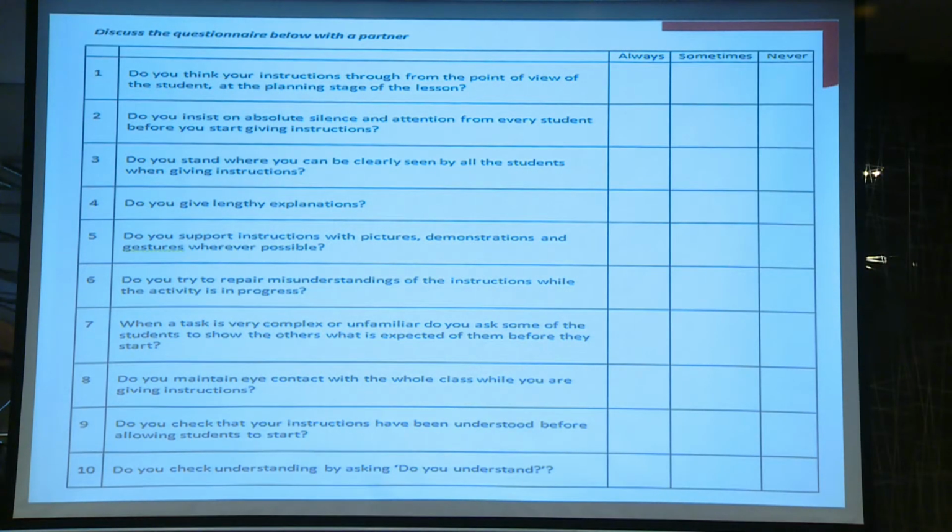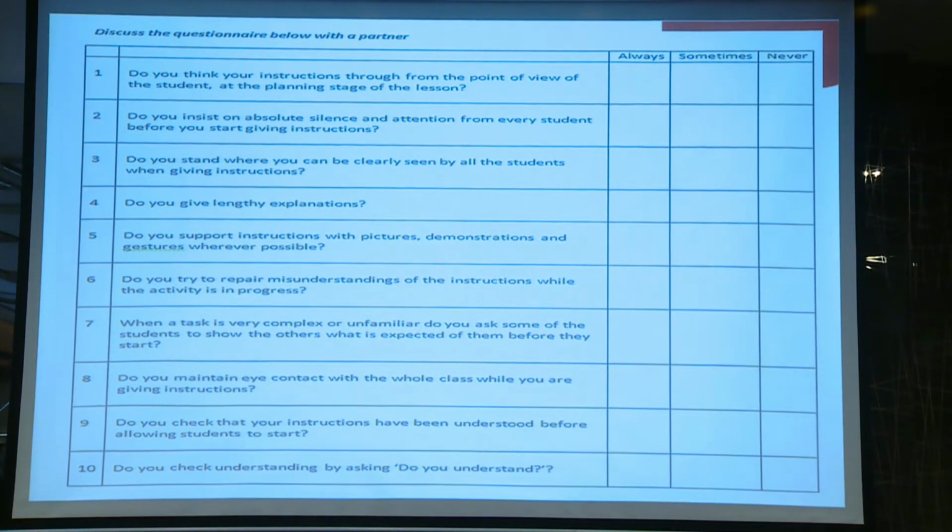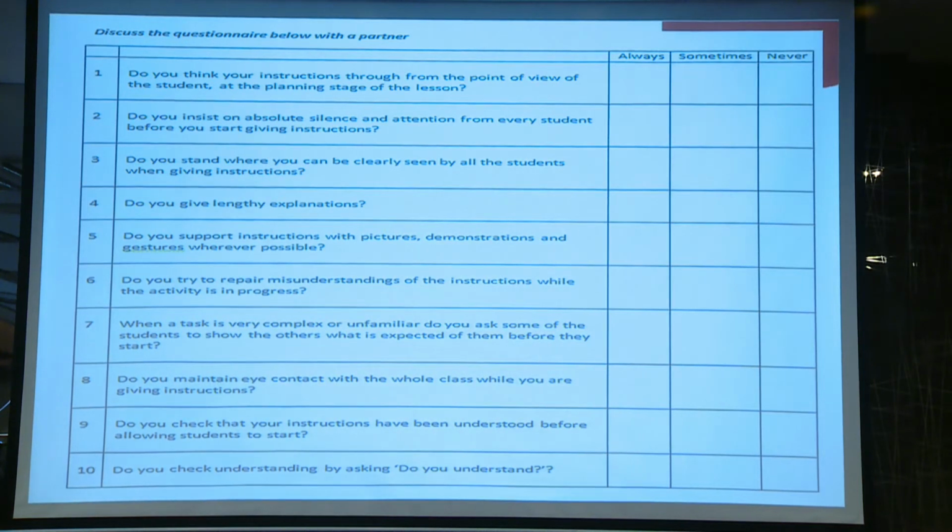So hopefully you can read that. That's pretty good. Yeah, I can, yeah. And this will be included in the handouts as well. When you download the PowerPoints, you can get these documents.